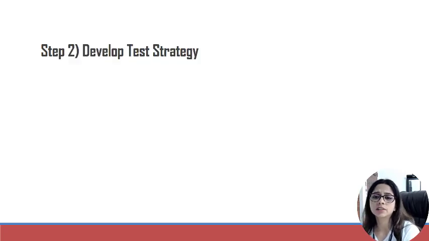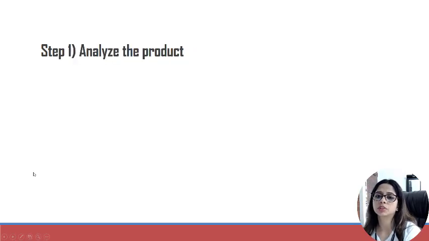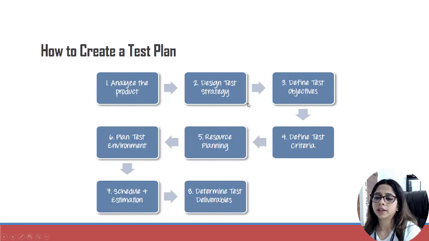After the analysis is over, the second step, if you can just go back to the diagram, is designing the test strategies. I'll quickly go through each pointer and then we'll elaborate. Designing the test strategies we'll elaborate in the next few minutes, and then we will be defining the test objectives, why actually we want to do testing, and then test criteria. I'll show you two criteria of testing, which are suspension and exit criteria.